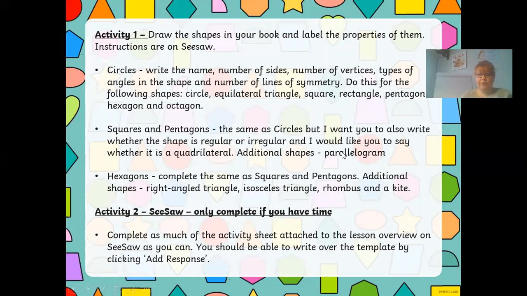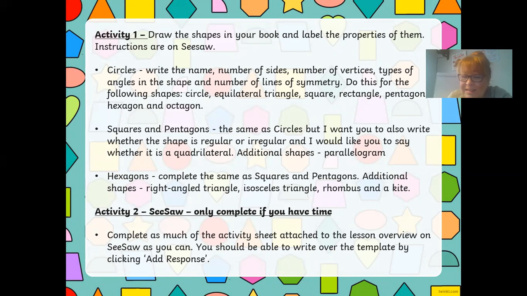So today, your activity number 1, draw the shapes in your book and label the properties of them. Circles, I want you to write the name, the number of sides, the number of vertices, types of angle, number of lines of symmetry, and I've put the shapes on there that I want you to do. Circle, equilateral triangle, square, rectangle, pentagon, hexagon, octagon.